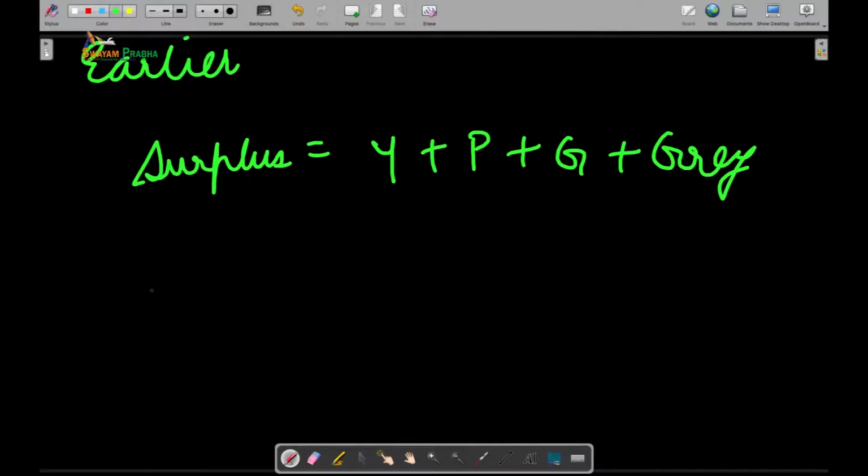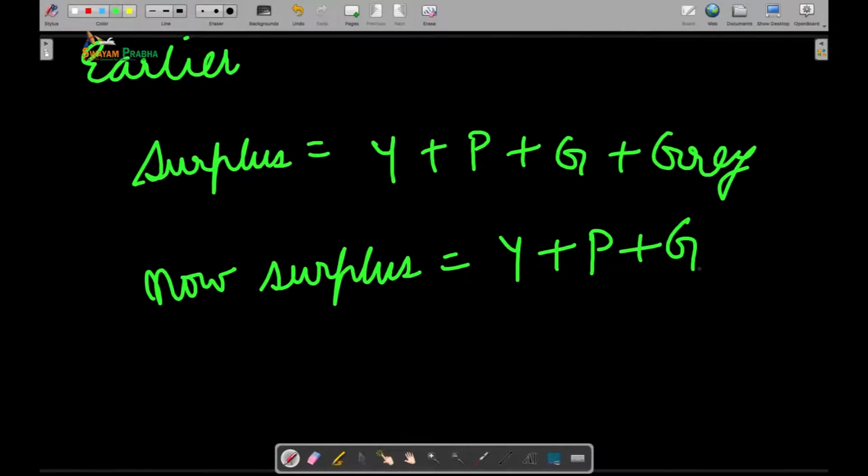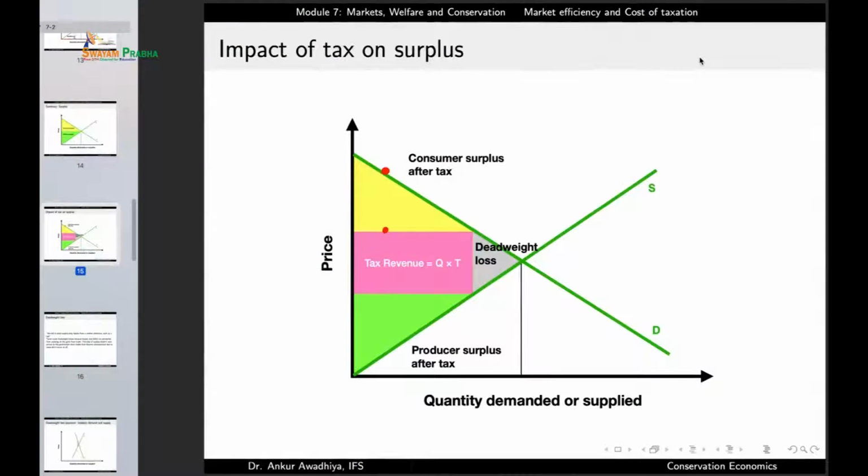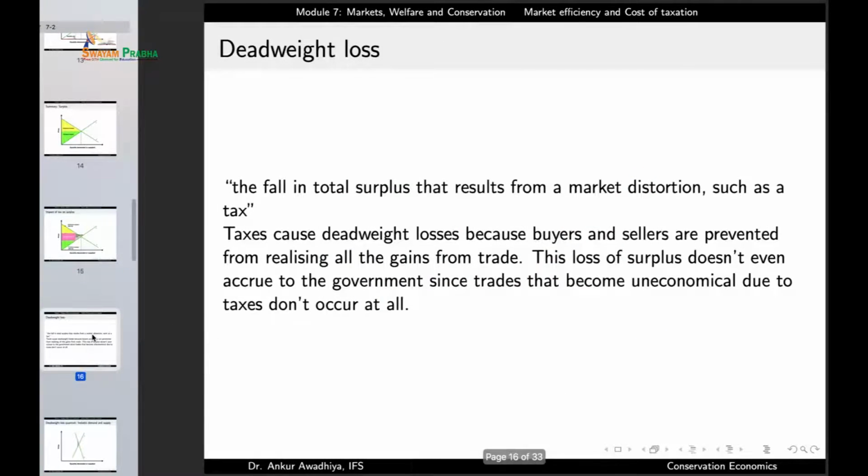So now the surplus is equal to yellow plus pink plus green, which means that this gray portion that was earlier a part of the surplus is no longer a part of the total surplus, because this gray portion is neither a part of the consumer surplus, nor the producer surplus, nor the tax revenue. So there is a reduction in the total surplus.